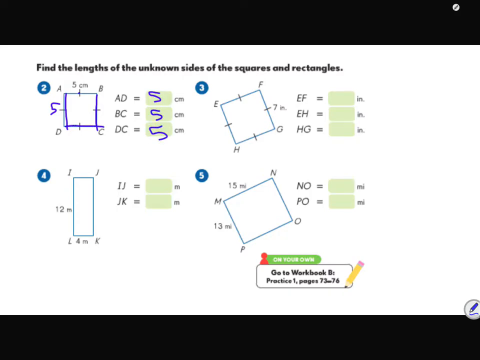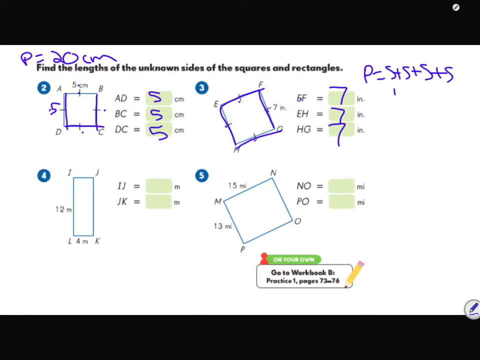If I wanted to find the perimeter of these, I would add up all the sides, 5, 10, 15, 20, and the perimeter would be 20 centimeters. I also have another square for number 3 because, again, I can see these tick marks to indicate all the sides are the same. So if FG is 7, then EF is 7, and EH is 7, and HG is 7. If I want to find the perimeter, I can add up all 4 sides, and I know that if I have 7 4 times, I would get to 28 inches.